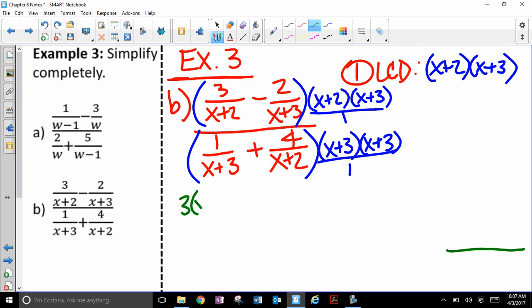So we have 3 parentheses x plus 3 left for that first term on the top. Minus this one, we can get rid of the x plus 3 with the x plus 3. So we're left with 2 parentheses x plus 2.